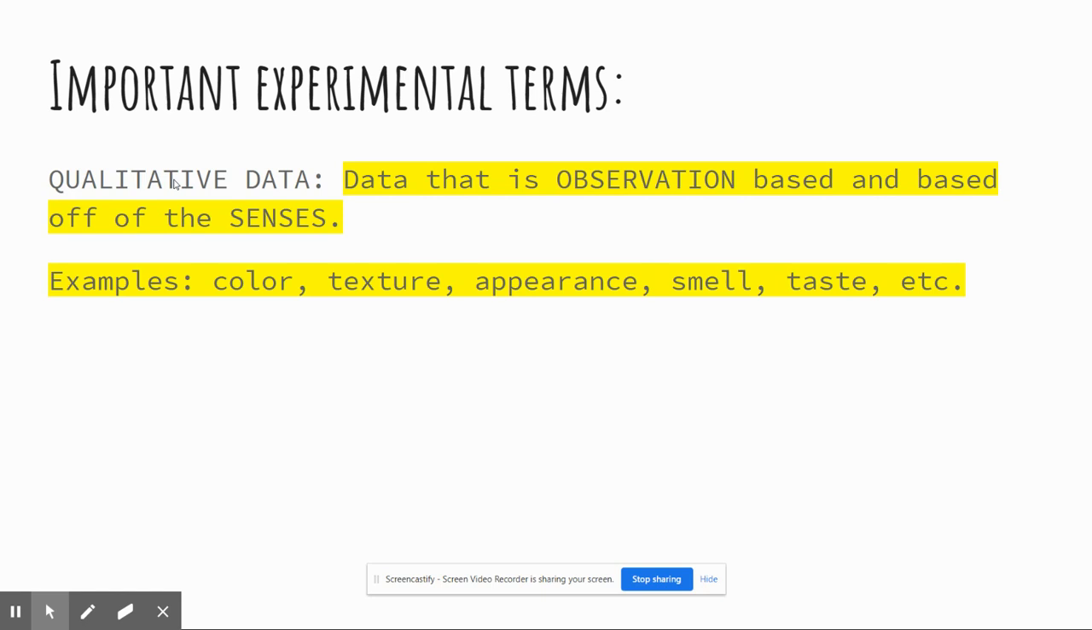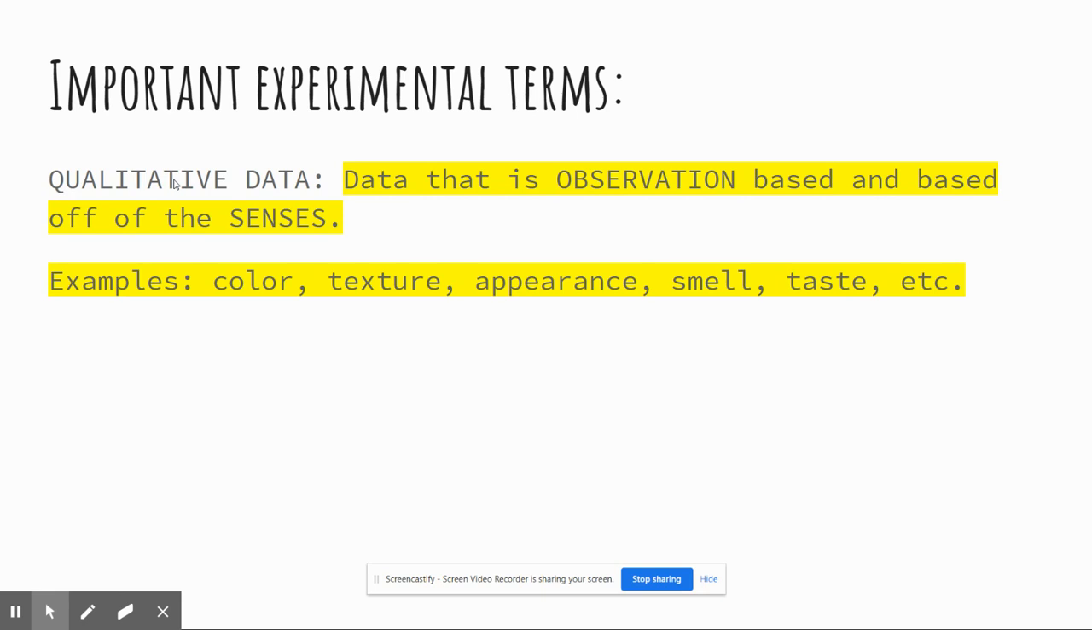So it could be describing the color of something, the texture of something, the appearance, big bubbles versus small bubbles. The smell, there's an odor that comes off of this when we dissolve it. The taste, this tastes sour, this tastes bitter, this tastes sweet. All of that is still very important data to know when you are doing an experiment, but it's not something that you can assign a number to, right? We can't say that the color is 11. We would have to say it's a light blue. So that's the two types of data we generally collect during an experiment. We usually collect some type of number data and then some type of observation-based data.